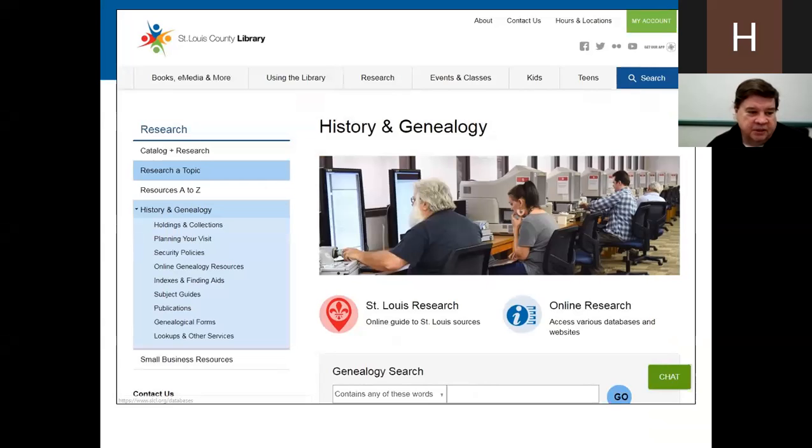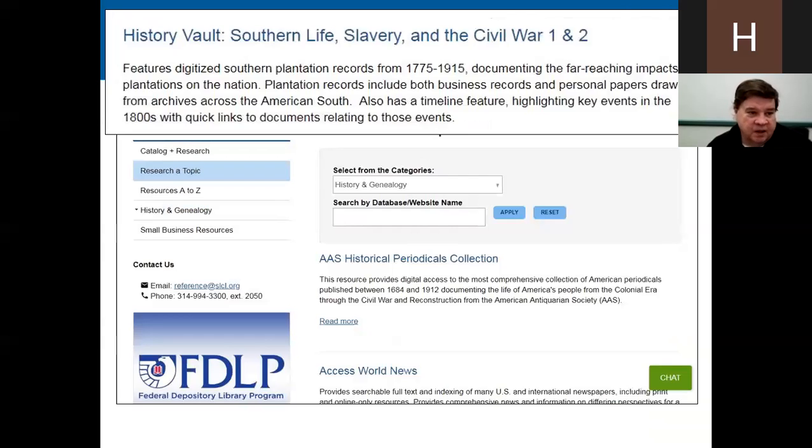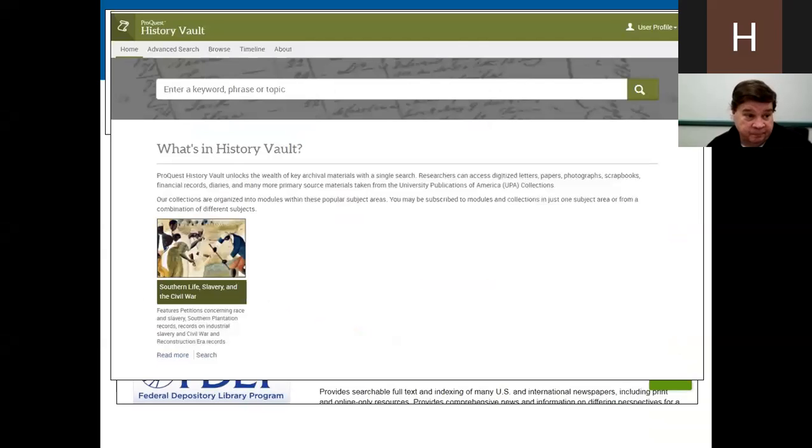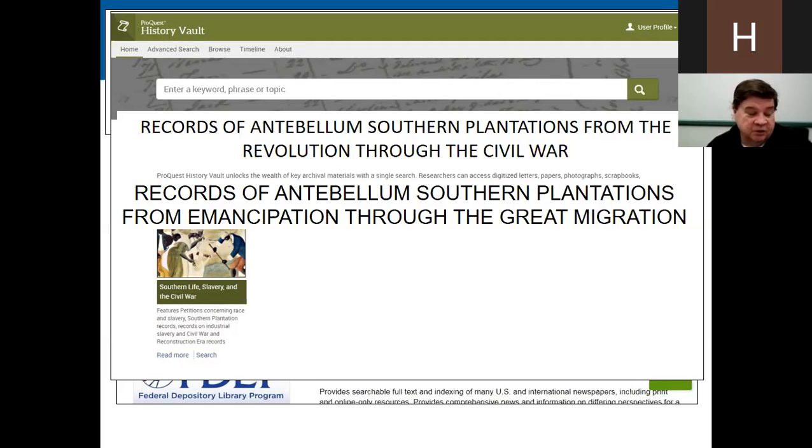Now, if you go to our webpage for history and genealogy, and you go to online genealogy resources, and you scroll down, you'll eventually get to History Vault, Southern Life and Slavery in the Civil War, 1 and 2. This is what it looks like, and it contains 2 record sets: the records of the antebellum Southern plantation from the Revolution through the Civil War, and the records of antebellum Southern plantations from emancipation through the Great Migration. So lots and lots of records of these slave-owning families that have been donated to archives have been digitized now, and they're on this website. It's not the complete set, but it's a lot of them.